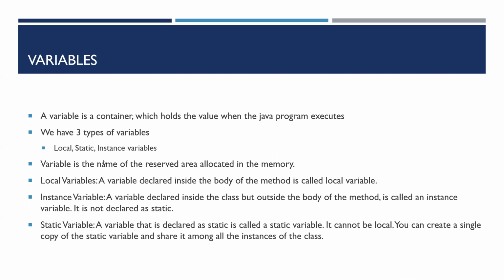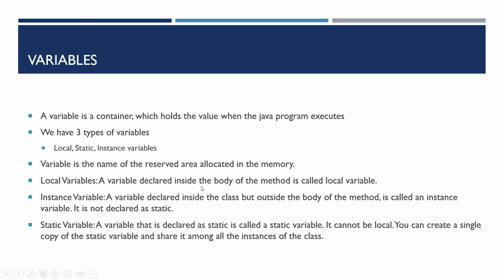We have three types of variables within the whole Java concept: a local variable, a static variable, and an instance variable. Whenever you are declaring a variable, either local, static or instance, there will be memory allocated for it. Meaning, we have something called the JVM, the Java Virtual Machine. Whenever you assign some value to a variable, that variable will occupy some space there.